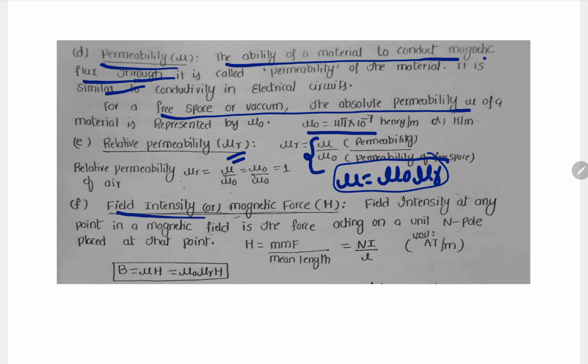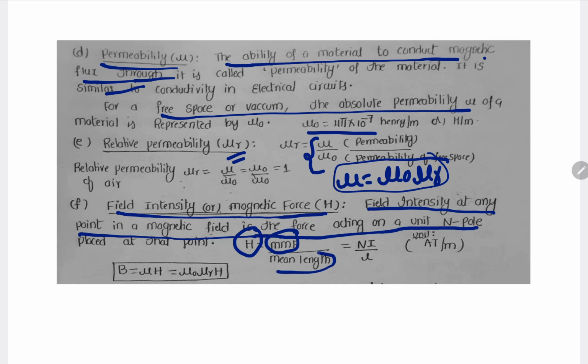Next, field intensity or magnetic force. Field intensity at any point in a magnetic field is the force acting on a unit north pole. So this field intensity is nothing but mmf divided by mean length, average length. So Ni divided by L. So magnetic force H is equal to Ni divided by L. And we have one formula between flux density and magnetic field intensity. B is equal to mu H, but we know mu is nothing but mu naught into mu r.